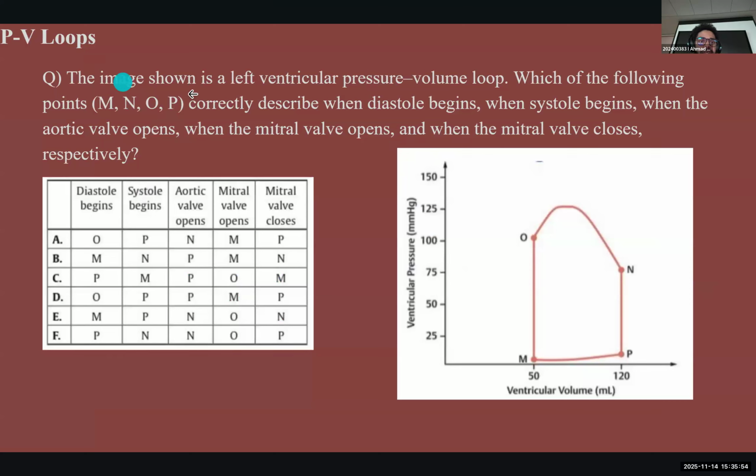Now, PV loops. The image shown is a left ventricular pressure-volume loop. Which of the following points M, N, O, P correctly describes when diastole begins, when systole begins, when the aortic valve opens, when the mitral valve opens, and when the mitral valve closes, respectively?